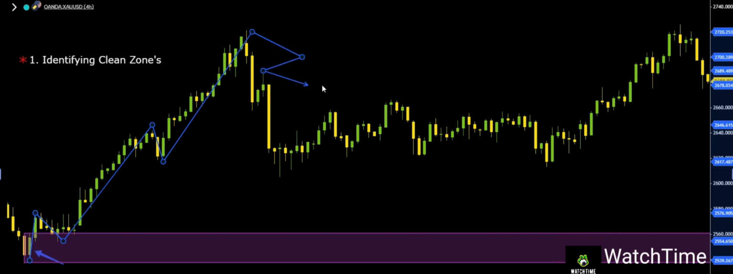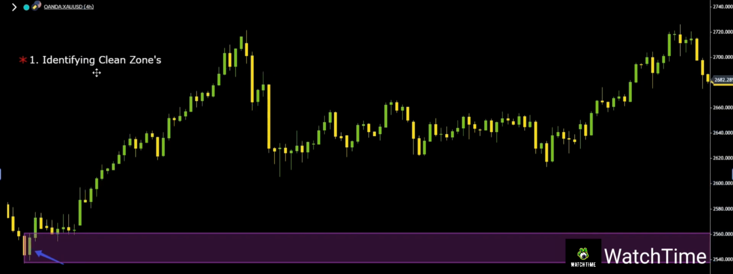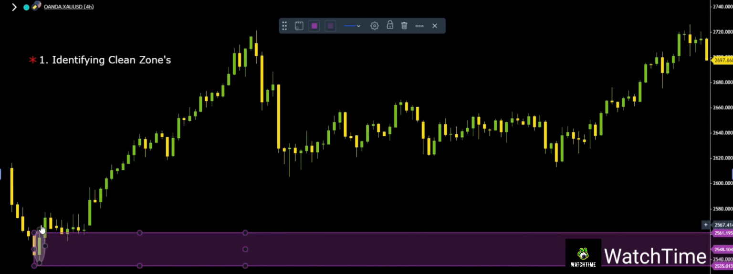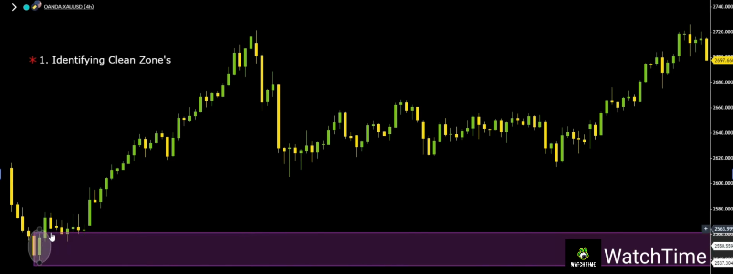So how do we identify these zones? Look for impulsive moves. The institutional signature: a clean zone begins with a strong, impulsive move, a sharp, decisive movement away from a price level. But here's the key: not all impulsive moves are created equal.